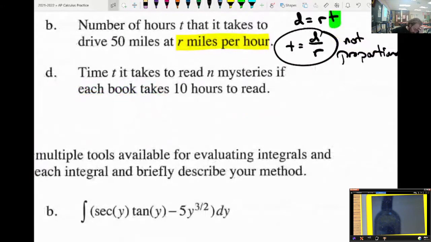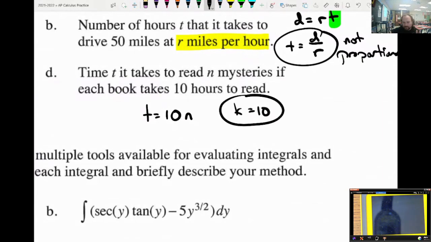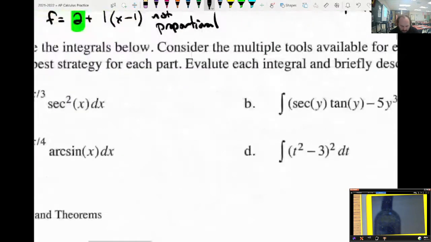Question D, the time t it takes to read n mystery books if each book takes 10 hours to read. This is a great proportional problem. T is equal to 10 times n. In this case, the constant is 10. Really straightforward. Don't think about it too much.